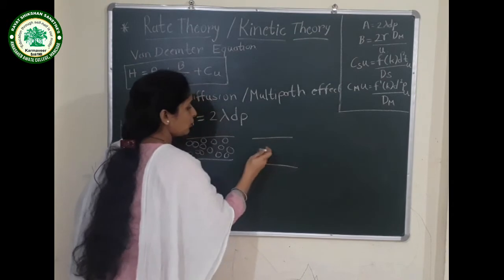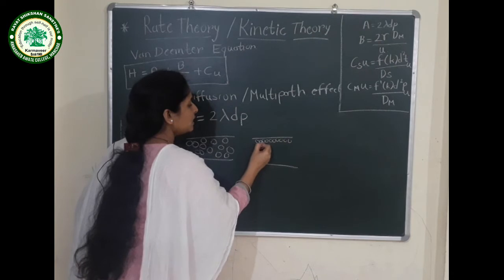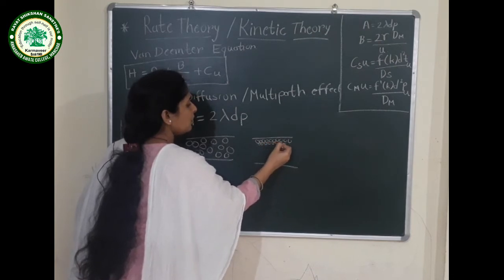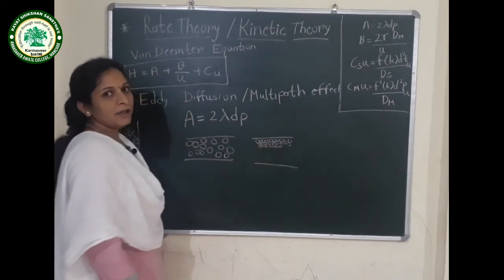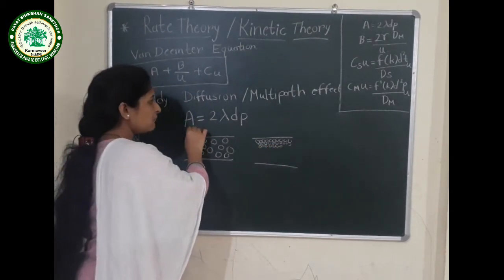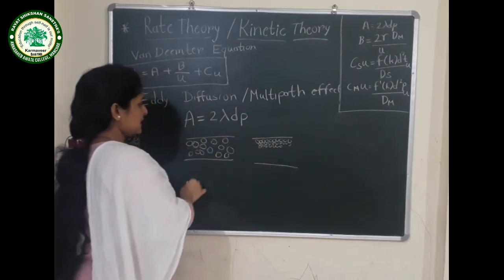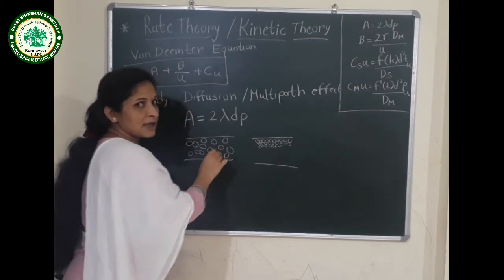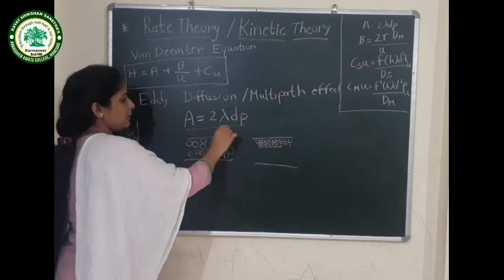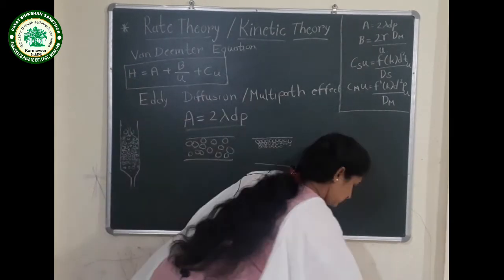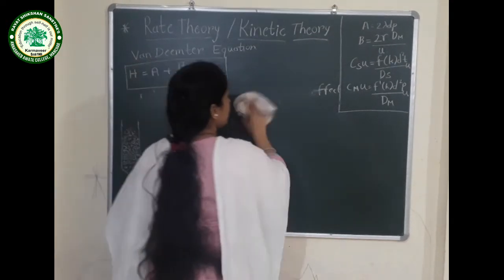But if this diameter of the particle is very small, the particle arrangement is dense, so the vacancies created in this particle arrangement are also very few. Therefore, the multipath effect decreases as the particle size decreases, and as the particle size increases, the multipath effect will increase. This equation explains the Eddy diffusion. Now we will see the next term, that is the B.